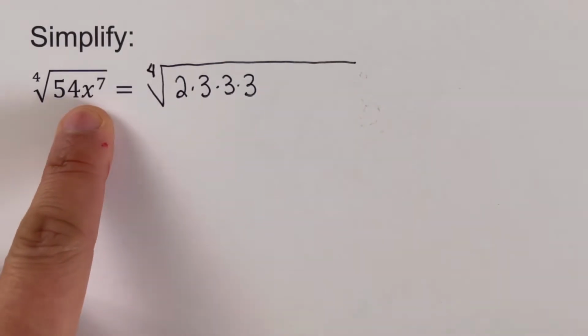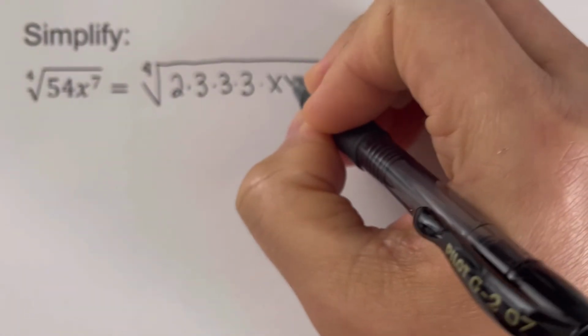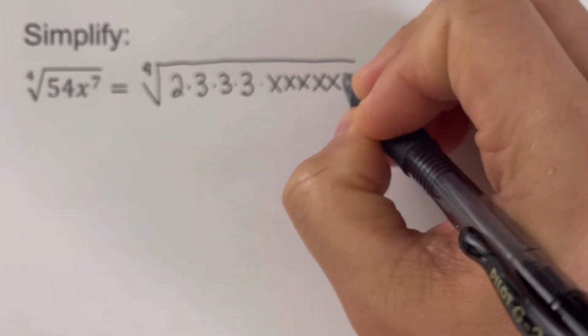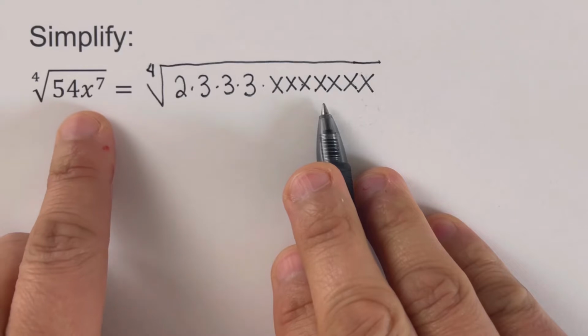Now we are going to expand the x to the 7th as well. So I'm going to write 7 x's. That's 1, 2, 3, 4, 5, 6, and 7. So this represents the x to the 7th.